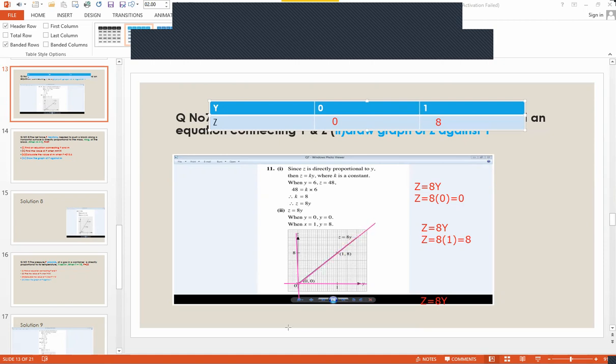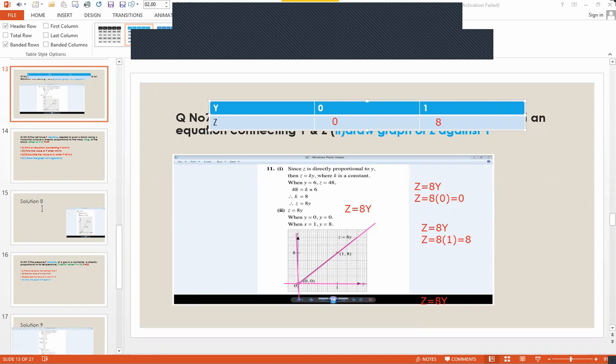Okay. So when we join, this one is the line which shows z is equal to 8y. Clear? I have to write it for you also. You can say this line shows z is equal to 8y. Clear? So this is the graph. Clear to all? This is question number 7.